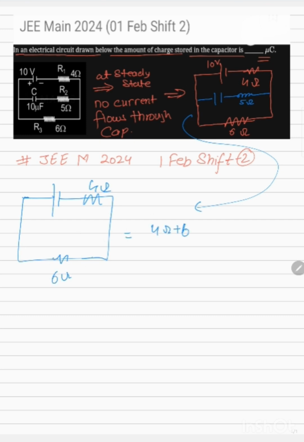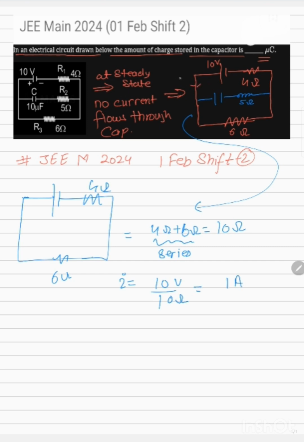So we can remove it and simply see that the 4 ohm and 6 ohm come in series. Why? Because there is nothing in between, no point at the same voltage. They are all at different voltages, and things at different voltages are always in series. So the current flowing through them will be 1 ampere.